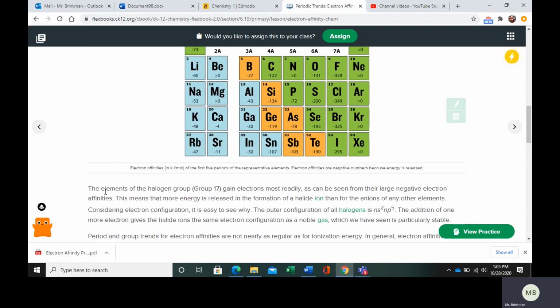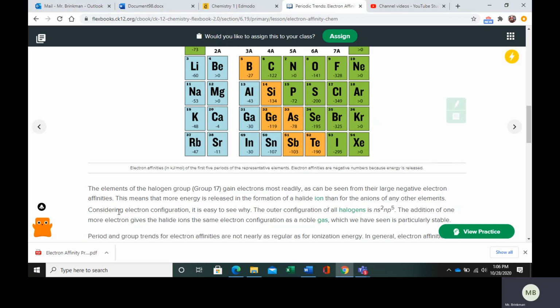So the elements in the halogen group, this group right here, they gain electrons most readily. So electron affinity, besides just being the energy released by the electron, is how readily it gains an electron, how easily it gains an electron. All right. So if it has a large negative electron affinity, that means more energy is released, and it also means that it's easier for it to take on another electron.